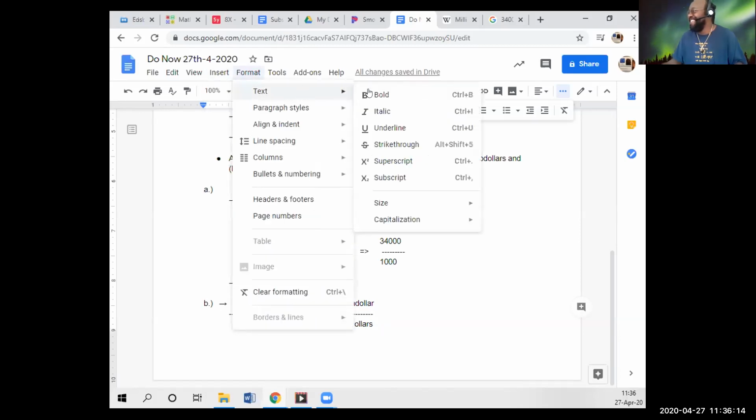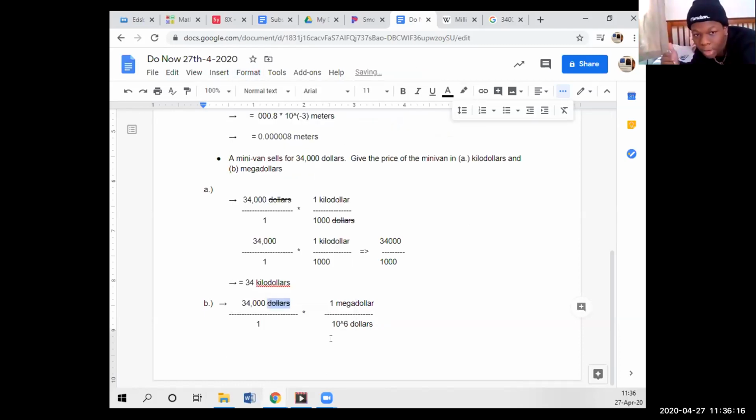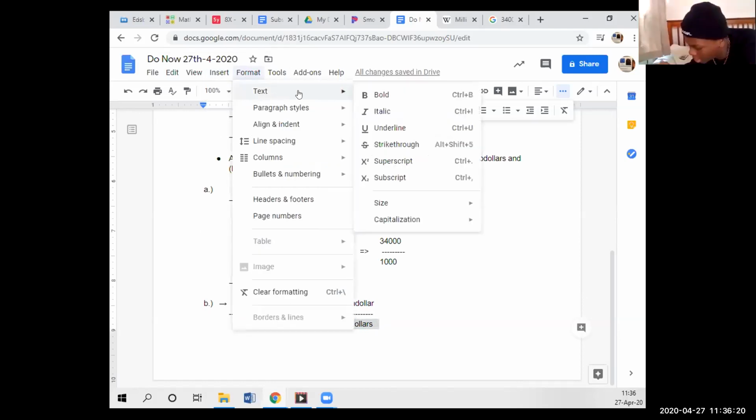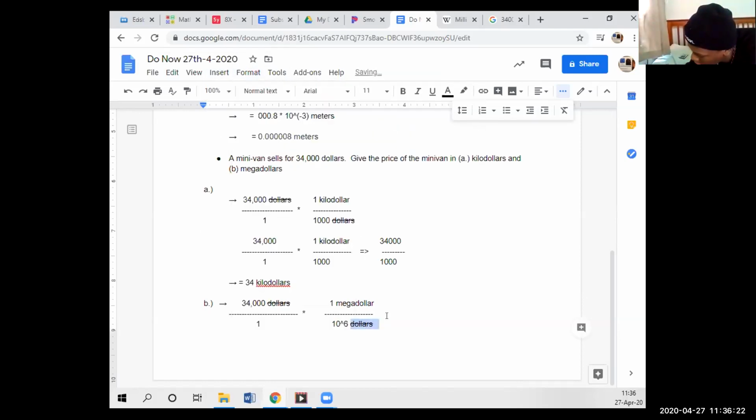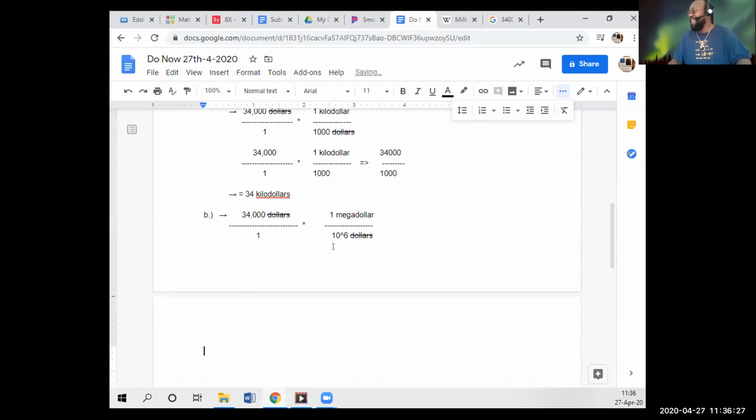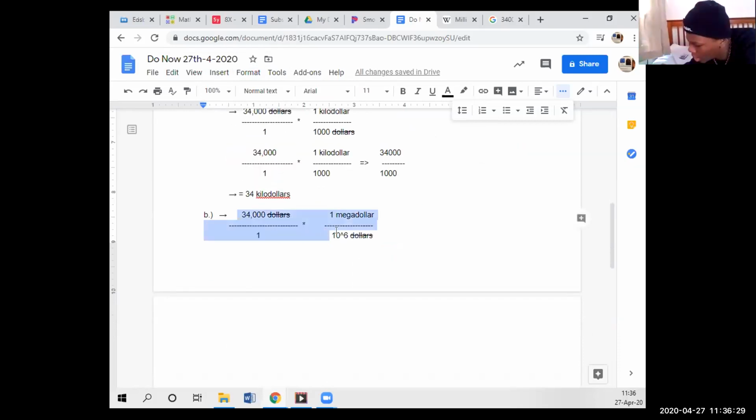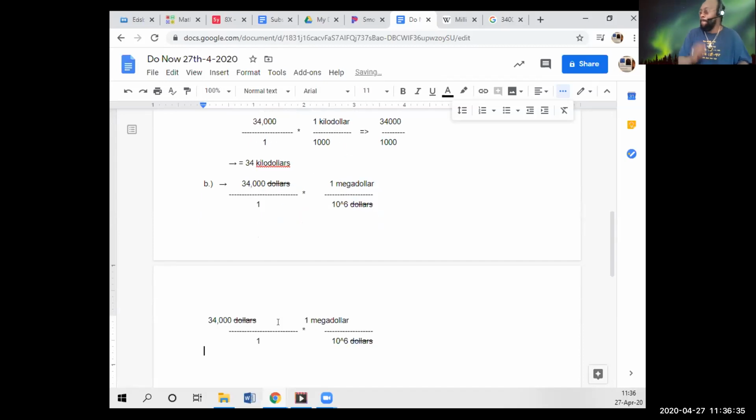So I'm gonna cancel out dollars on the bottom right and the top left, right? Yes, sir. Boom, boom, and then just rewrite it. Okay, so now I'm taking this 34,000 going over to 1 again, and then $1 megadollar over 10 to the 6 power.